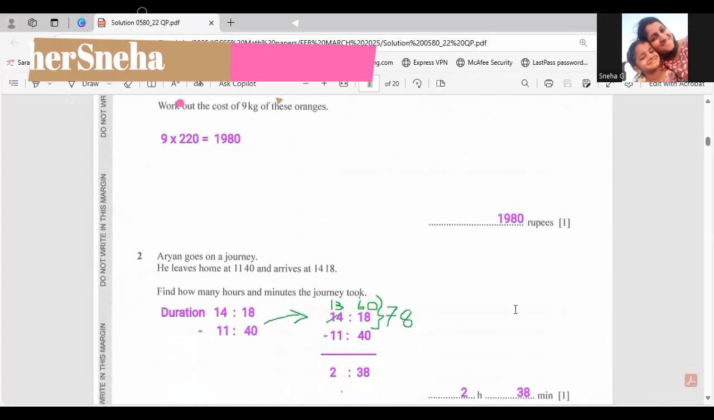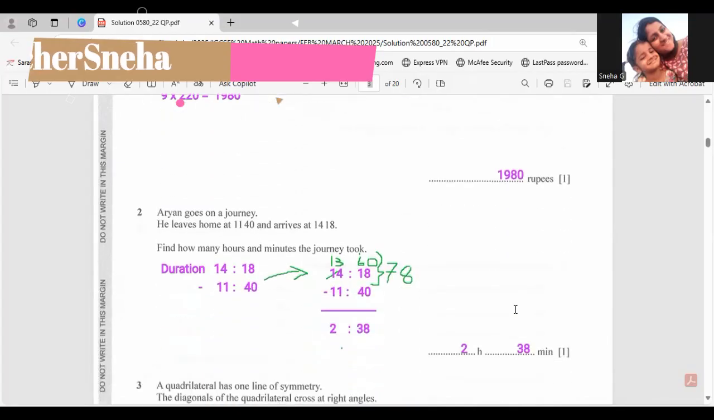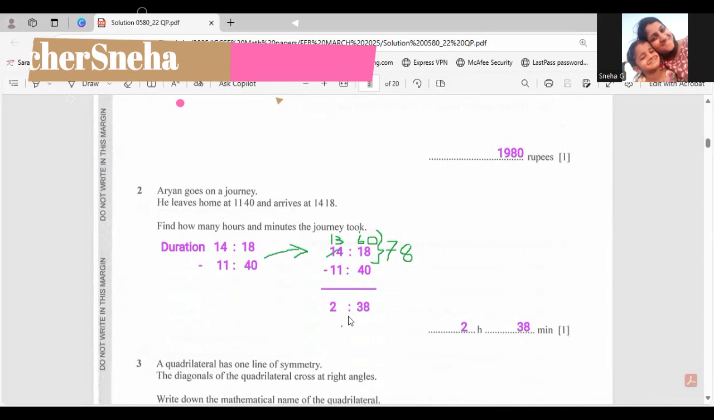Moving further to the second question. Aryan goes on a journey. He leaves home at 11:40 and arrives at 14:18. Find out how many hours and minutes the journey took. So we need to calculate here duration of his journey. So the end point was 14:18 and he started at 11:40. So 14:18 minus 11:40 on subtraction, what we get over here is 2 hours 38 minutes.